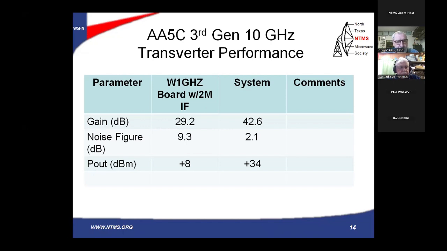in performance. And then when I have the LNAs and the PAs in place, overall gain for the system is 42.6 dB. Noise figure is 2.1 dB, which is fairly respectable for 10 gigahertz. And then +34 dBm for the power out. So it makes a good rover station when you combine it with an 18-inch or bigger dish.